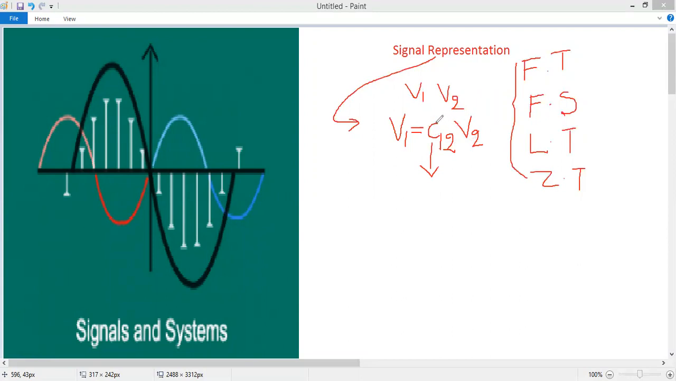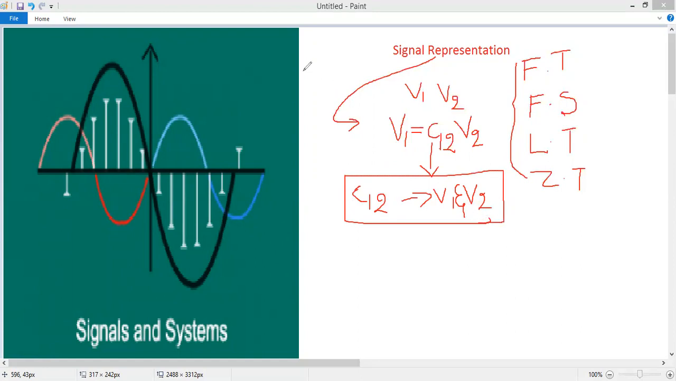C12 is the correlation coefficient. It defines the relationship between vector 1 and vector 2. We can also call it a relationship coefficient. It gives the relationship between v1 and v2. We call this the correlation coefficient.